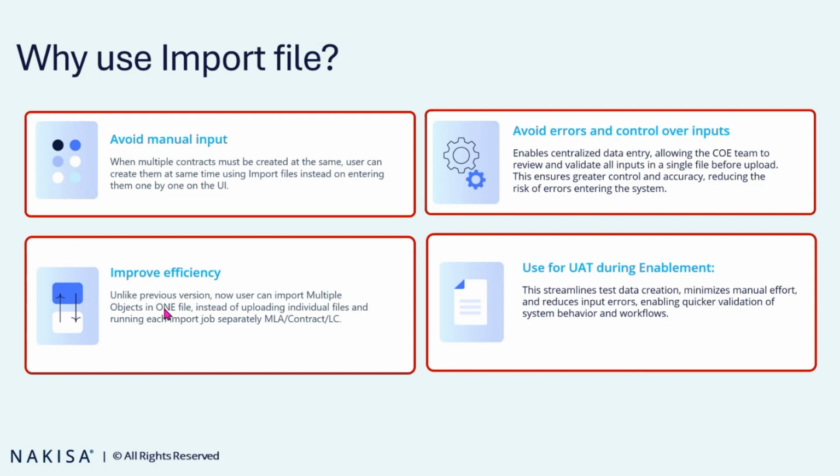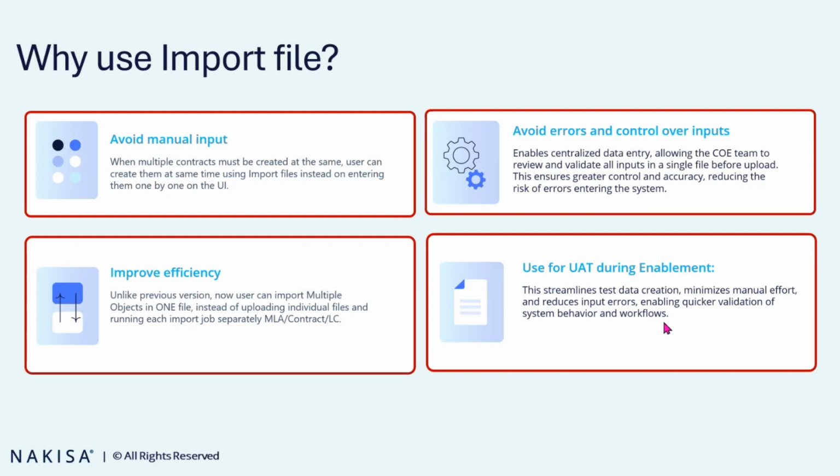Unlike the previous version, this has more efficiencies for the users. Why so? Because it was a pain point for clients that they had to upload each template. For example, the master agreement had to be completed first, and the process would give them the IDs to be included in the next step, which is the contract upload. And the same thing for the lease component. So now you have one file with multiple objects instead of running one file at a time and waiting for it to finish processing in order to run the next template.